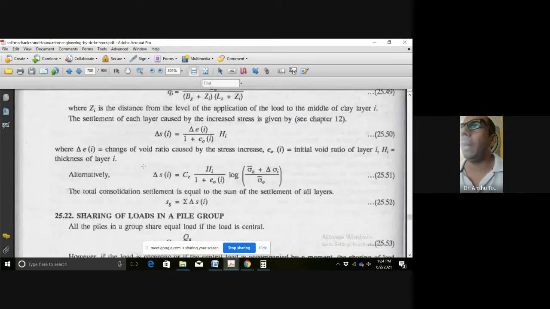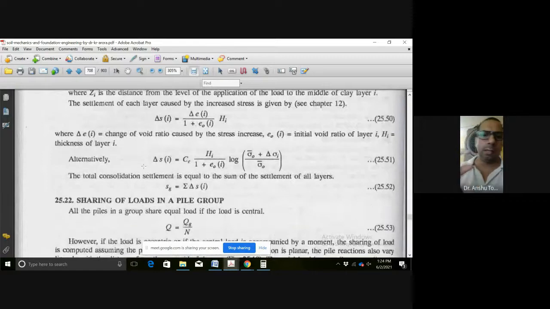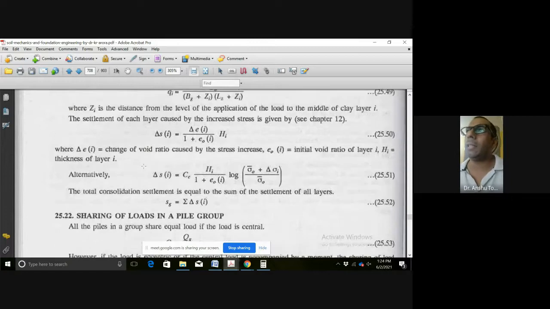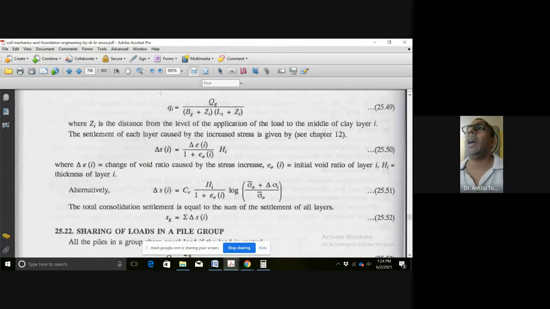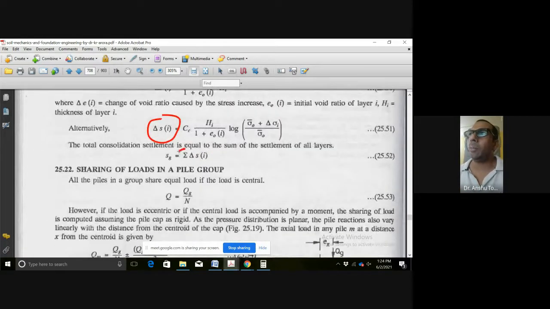And in case of clay soil, for the individual settlement of the different layers, the formula is given, that is delta Si and Qi. Here i means that individual layer. Delta S is the settlement of individual layers, and then we are going to sum them, that is summation. That is why the summation symbol has been used here.